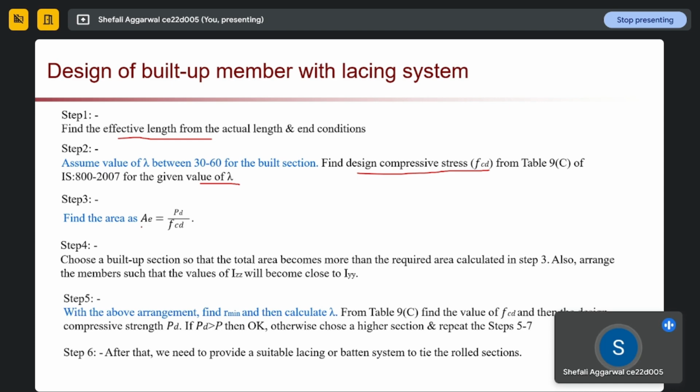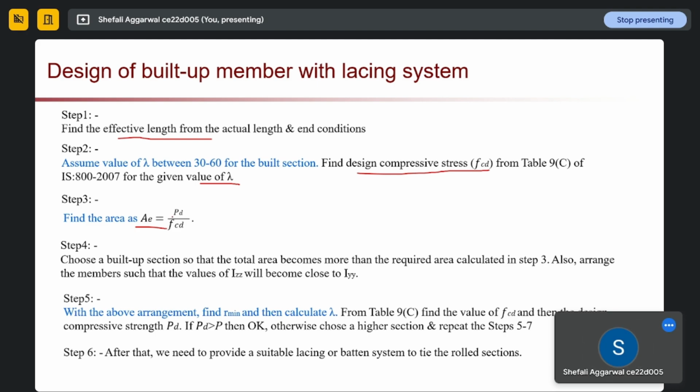Next step is to calculate the area. So area will be given by force upon design compressive strength, right? Strength is equal to load upon area, so area is equal to load upon strength. PD will be given to us in a question most of the time.